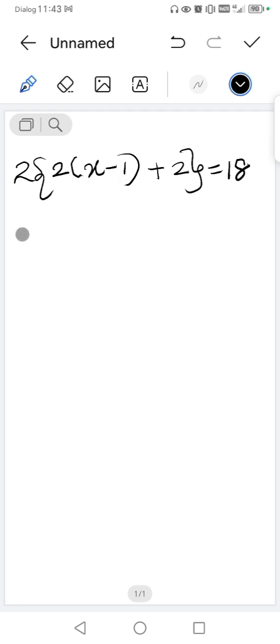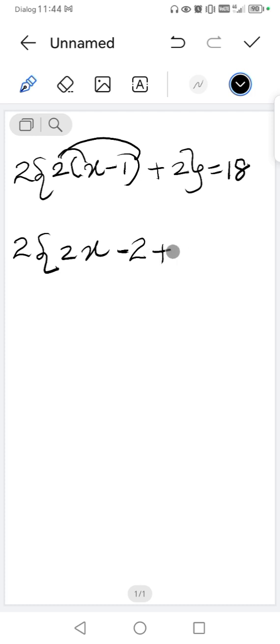Now here, my dears, first of all we have to simplify the small one, the parenthesis one. So here 2 into x is 2x. Then 2 into 1 is 2, so it should be minus 2, and already here there's a plus 2, and using the curly one, okay, so 18. Now my dears, here minus 2 plus 2, so we can cut both of the 2s. Now we have to multiply by this one. So 2 into 2, 4x.